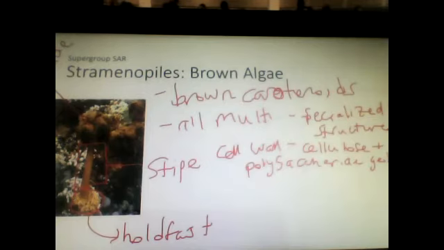Some of these are eaten. So some, like, this is not it. I think this is a kelp, but laminaria, which is one we'll look at in lab, is eaten. People eat it plain. Some of them are used to produce what's called algin, which is a thickening agent. So that's used in things like salad dressings, puddings. It's a natural thickener that comes from algae, from brown algae.